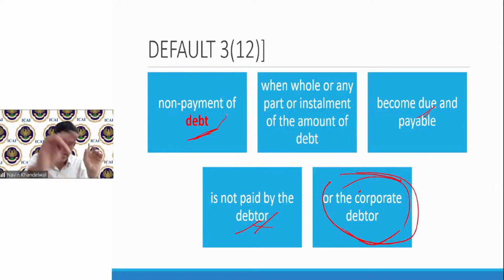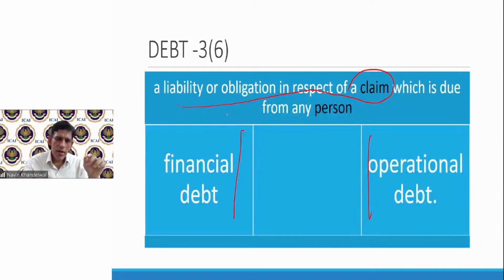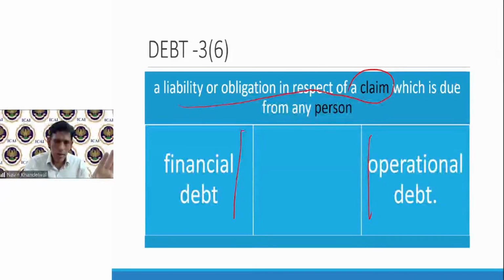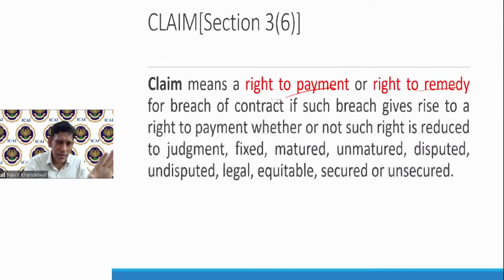Default is a default of debt. Debt means a liability in respect of a claim. And what does claim mean? Claim means right to payment or right to remedy for a breach of contract. So I have linked the various definitions which are given under this code.